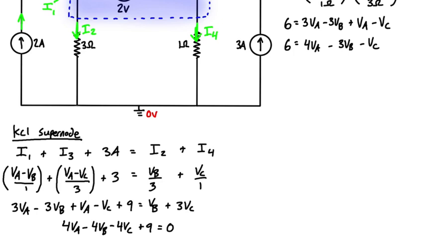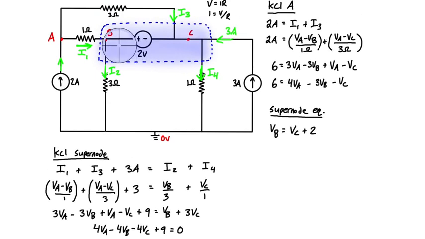And then the last equation that we need is our supernode equation, which is just the relationship between the two nodes inside the supernode. And that's just saying that VB is equal to VC plus 2, because VB is simply 2 volts higher than VC.